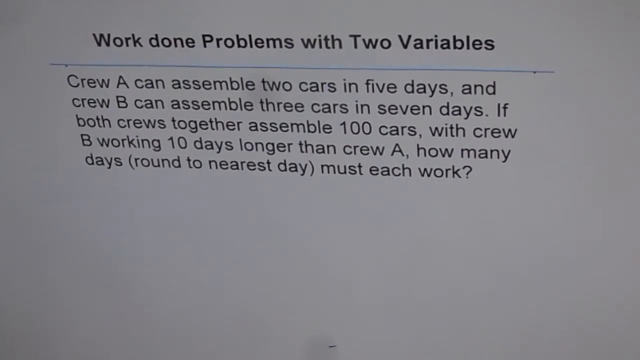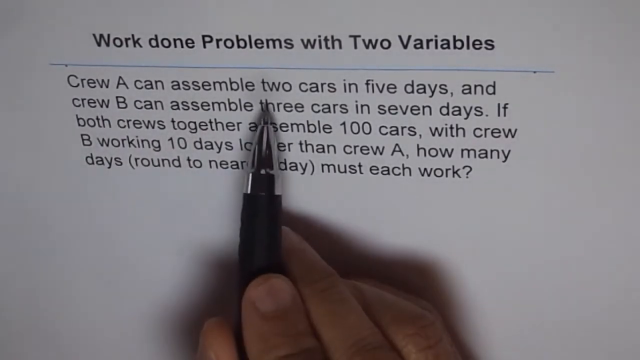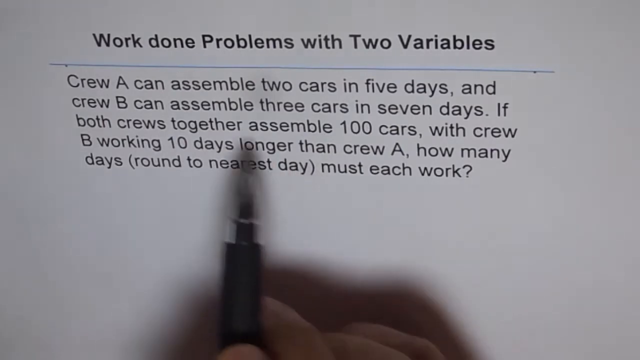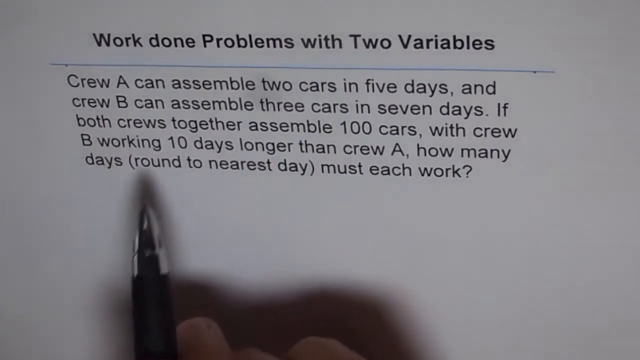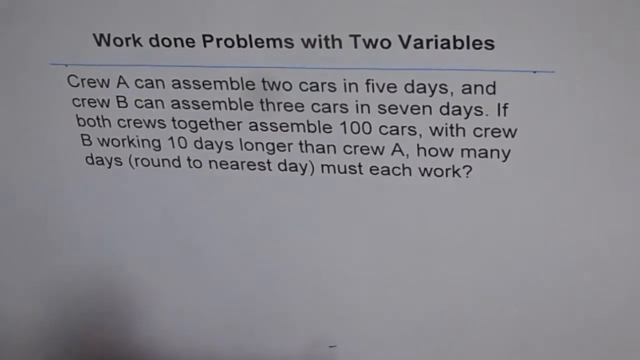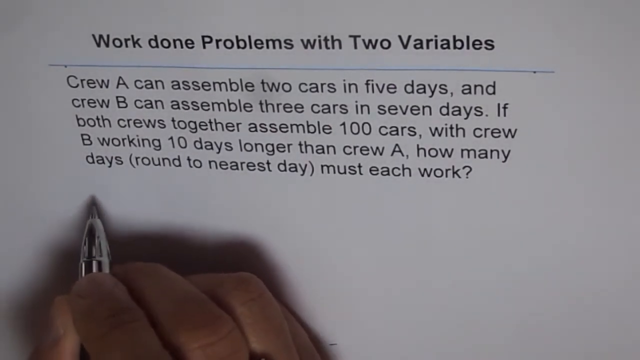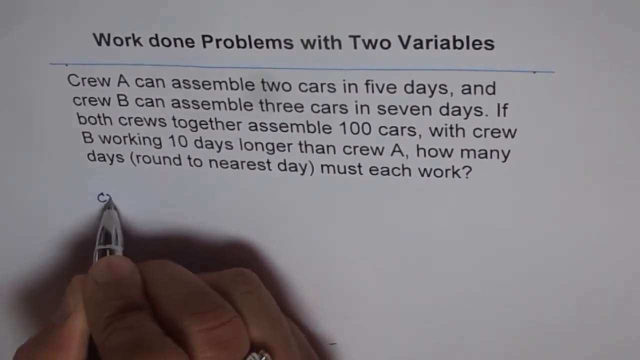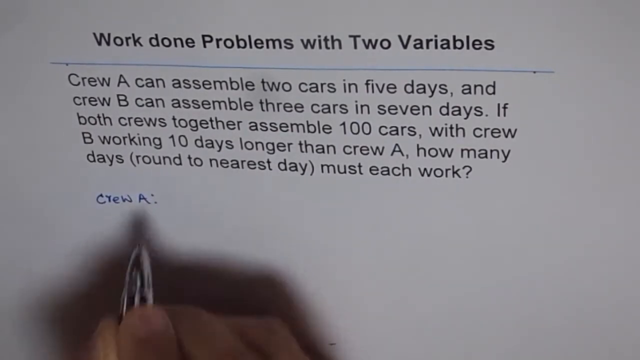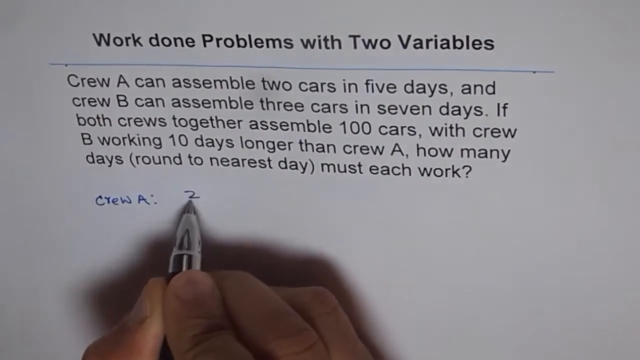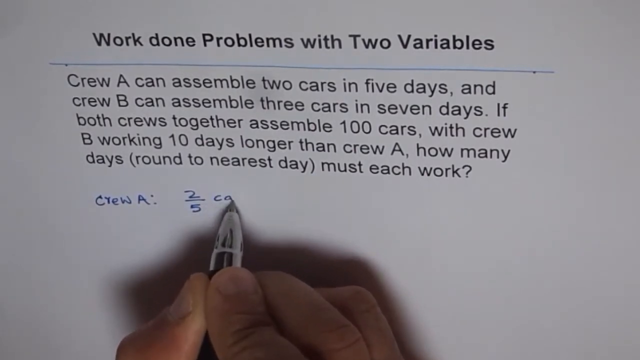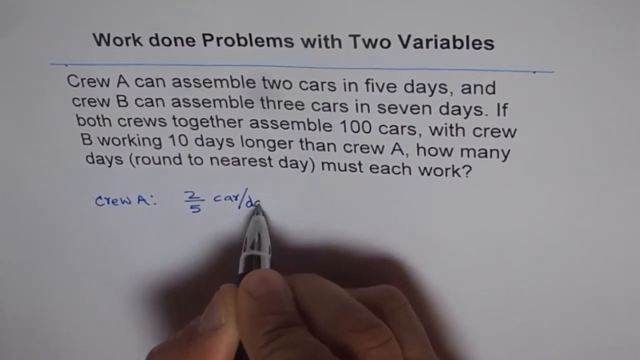Now let's try to read the problem again and define our variables. Crew A can assemble 2 cars in 5 days. So whenever we have a work done problem, we need to find the rate at which each group or crew or member is working, right? So let's find out the rate for crew A. Crew A can do 2 cars in 5 days. So in one day, 2 over 5 car. So 2 over 5 car per day.